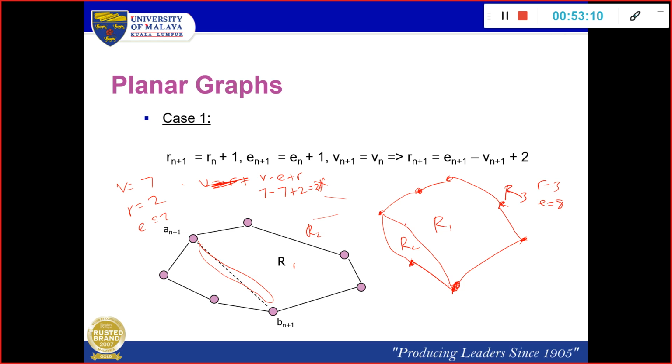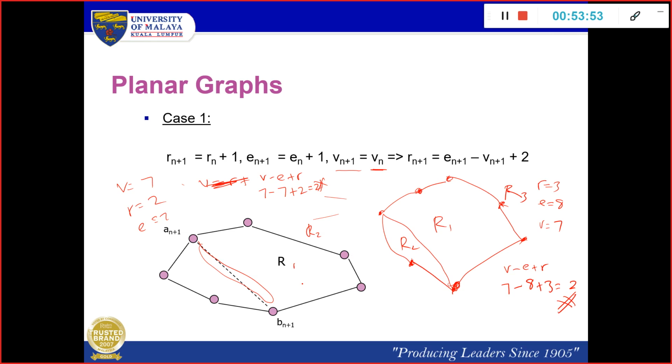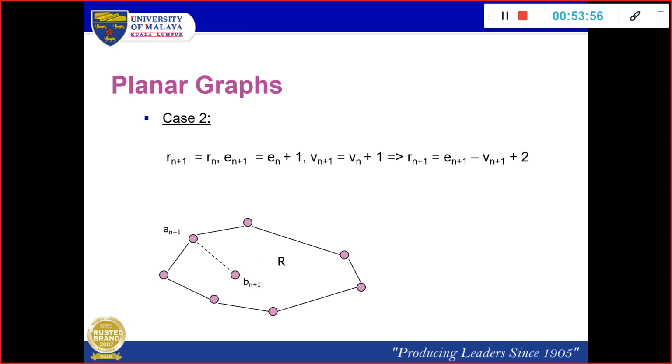So if you add one edge here, the number of vertices is still the same, 7 vertices. So if you try to prove this, V minus E plus R, V is 7 minus E, 8, plus R, 3. 7 minus 8 plus 3 equals 2. So this is one way to prove, case 1: you add an edge. Another way to prove is you add one vertex. First, you add an edge here, and second, you add a vertex.